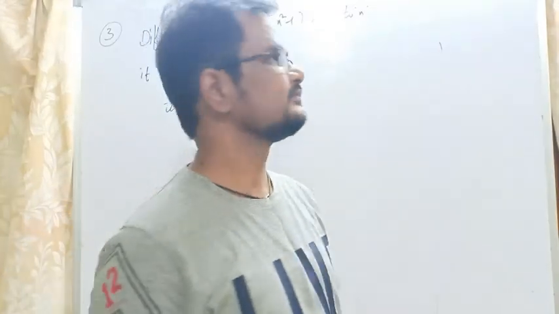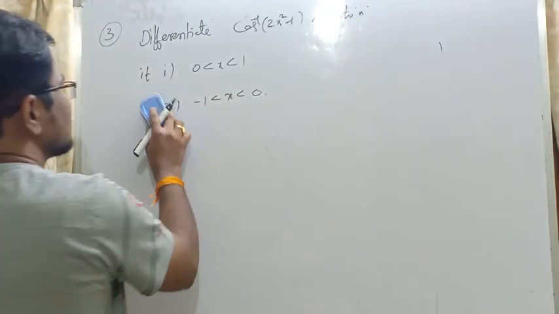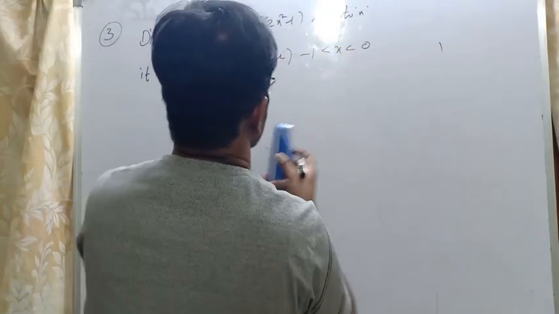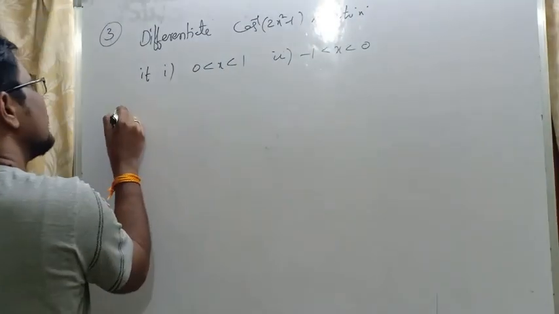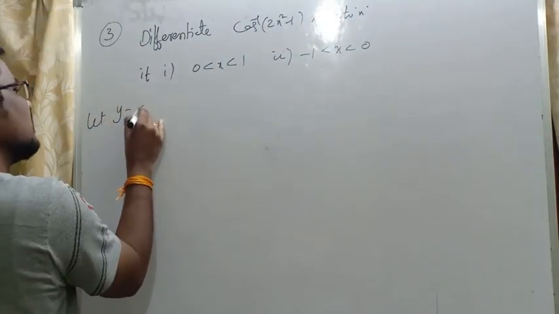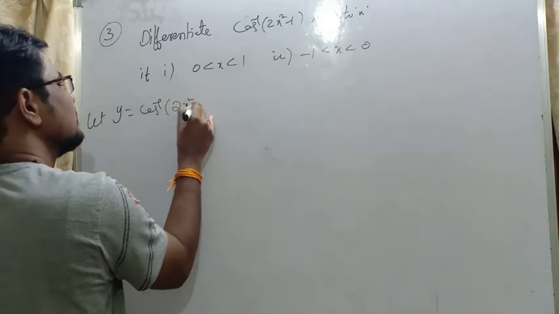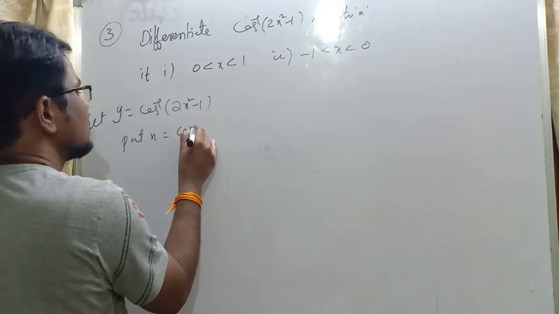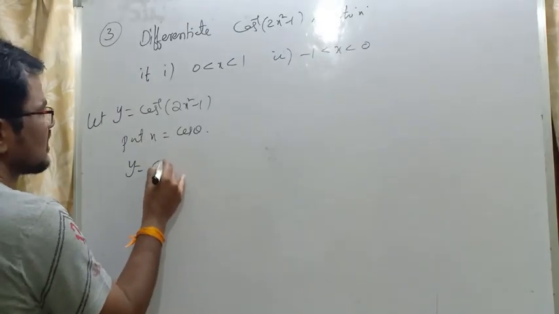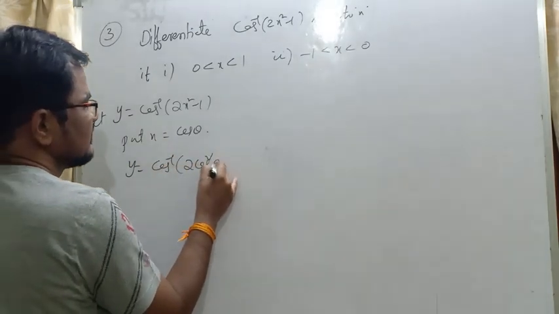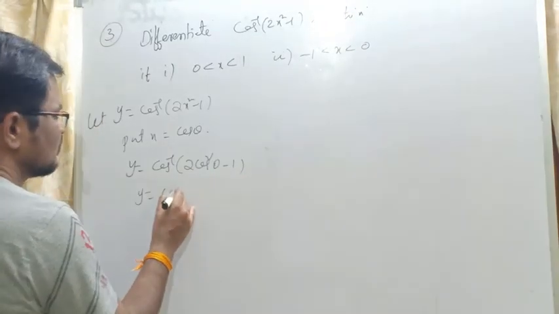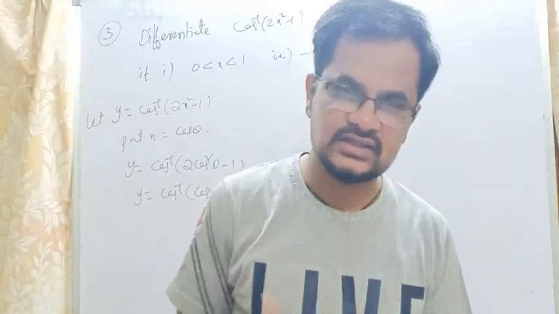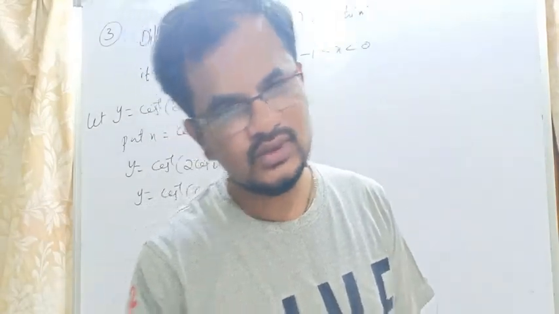How to do? Here also take the first condition. Here I will write the second condition, minus 1 less than x less than 0. Right? Now let y equal to cos inverse of 2x square minus 1. Put x equal to cos theta. Y equal to cos inverse of 2 cos square theta minus 1. So y equal to cos inverse of cos 2 theta. But always, cos inverse of cos 2 theta equal to 2 theta we can't take.